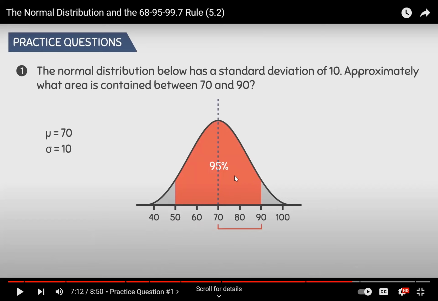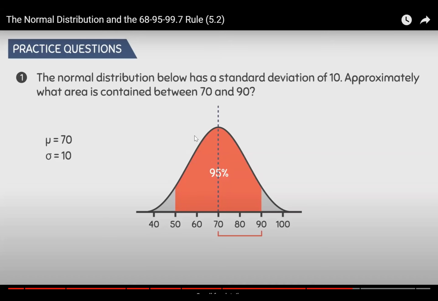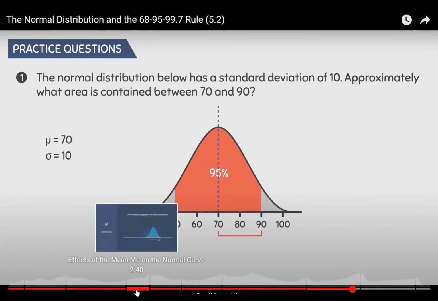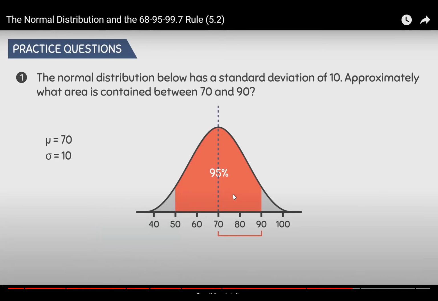What is the answer going to be if we're only looking for 70 to 90? You can respond in the chat there. 95 divided by 2 is 47.5. So that's what area they're talking about. Okay.